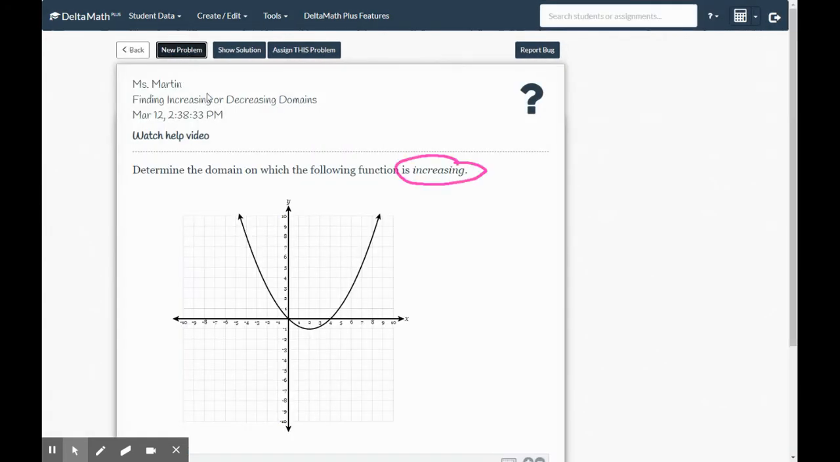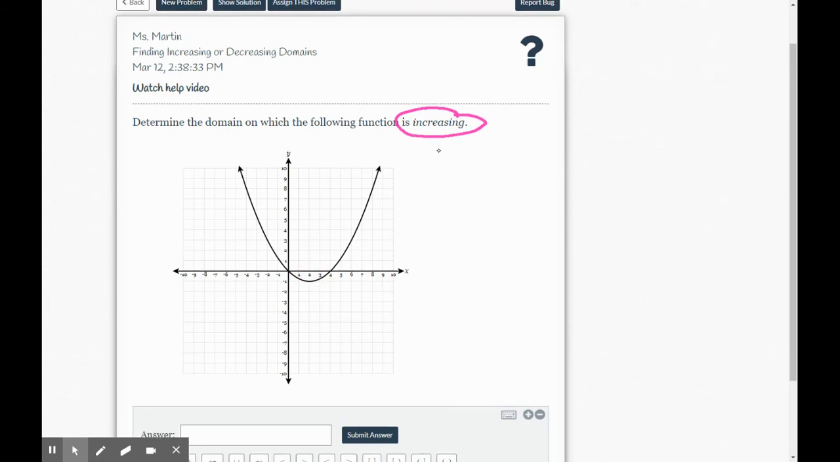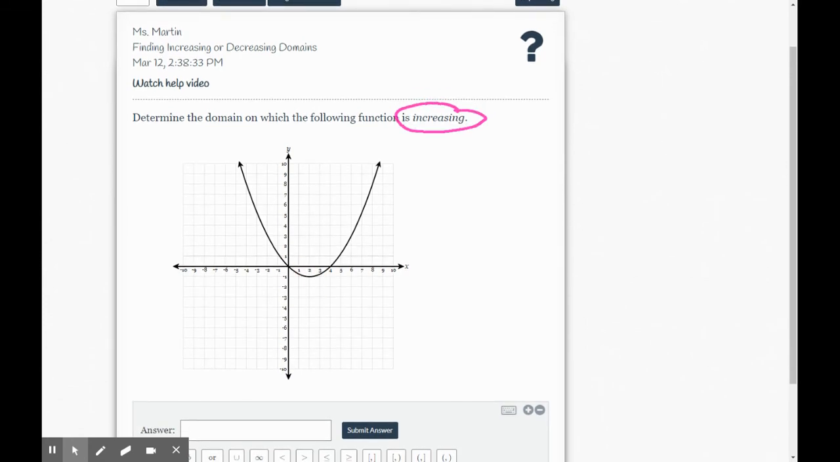Let's look at a new problem. This one is asking the domain on which the following function is increasing. So increasing is going to be the section that's going uphill. So from about here, let me change it back to a pin, from about this location here at +2, and it's going uphill or increasing from there.